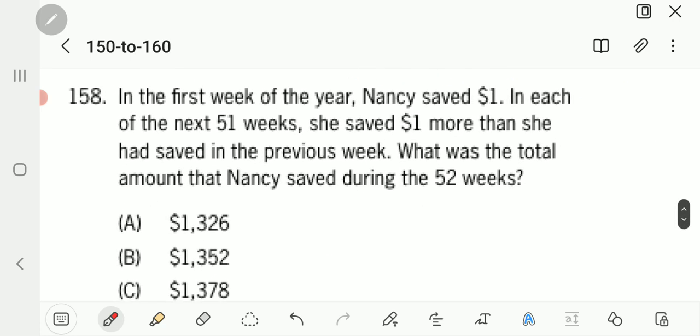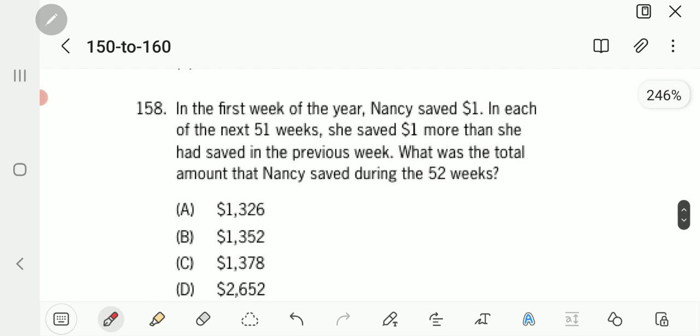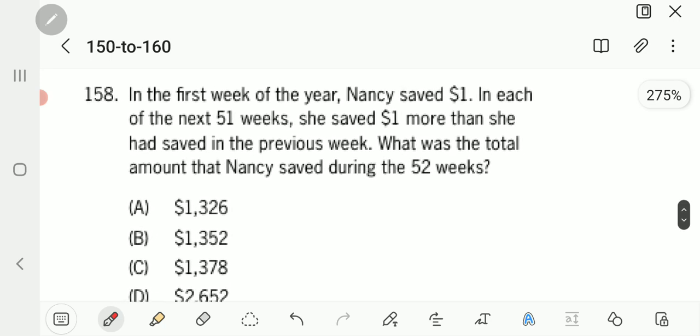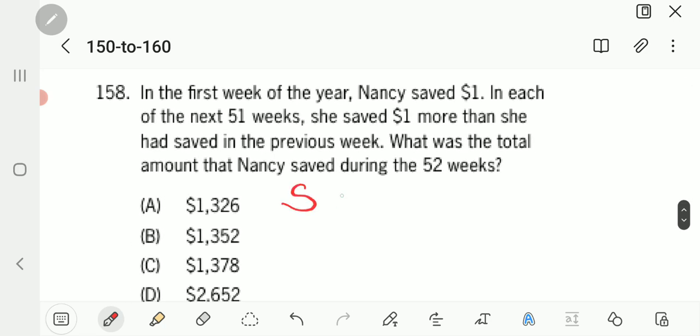In the first week, Nancy served $1. In each of the next 51 weeks, she served $1 more than she had served in the previous week. So this is forming an arithmetic progression, and this is something we can easily solve using this: sum equals n over 2 times the bracket a plus l. Remember, n is the number of terms, a is the first term, l is the last term.